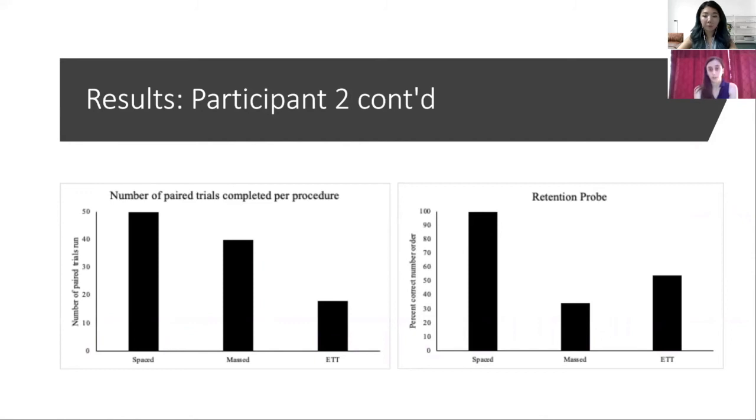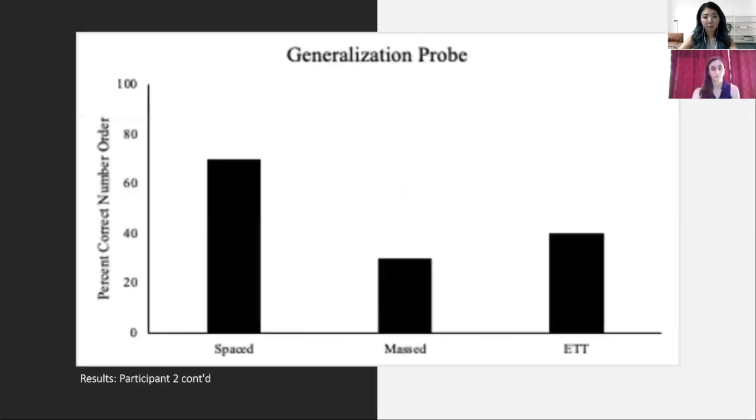For the retention probe, even though this individual did not reach mastery criteria for space, they had 100% retention for space. So all of the numbers were in the correct order. Mass, even though they reached mastery criteria for mass, they had the least amount of retention. And expanding time trials is somewhere in the middle between the 2 of those. For the generalization probe, space was best, then expanding time trials, then mass.